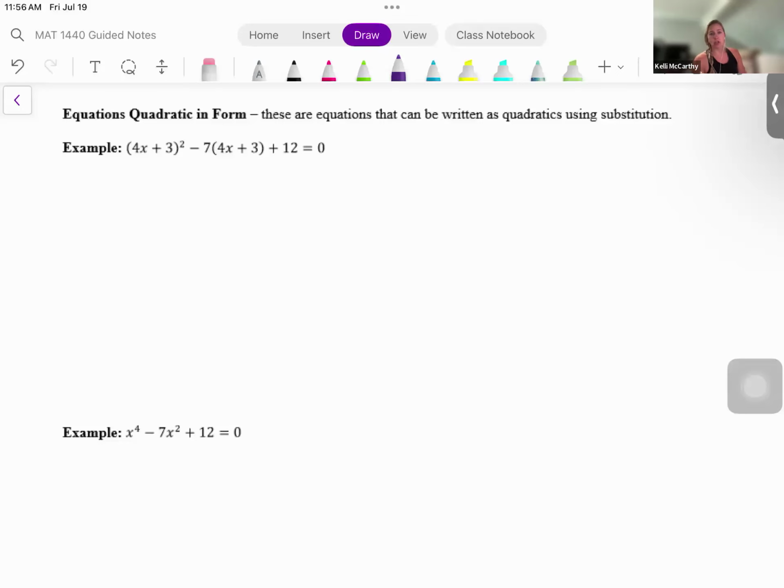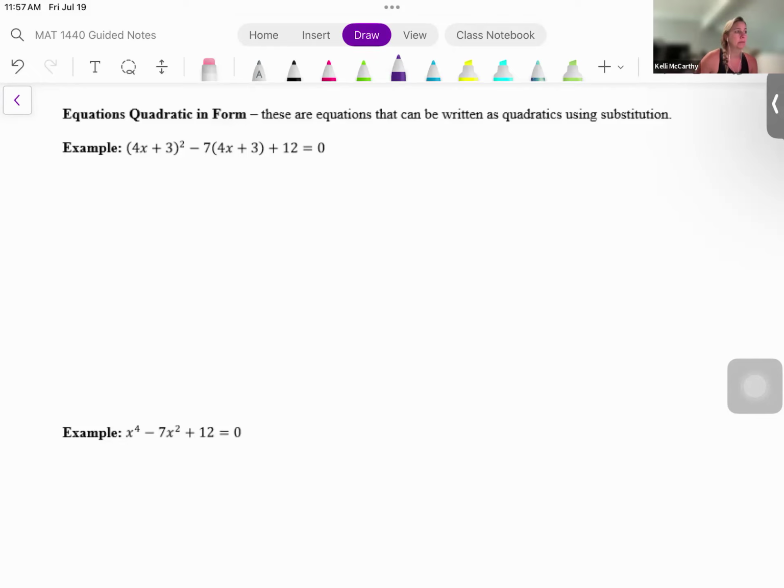In this video, we're going to look at solving equations that are in quadratic form. These are equations that can be written as quadratics using a form of substitution. So looking at our first example, we have the quantity 4x plus 3 squared minus 7 times the quantity 4x plus 3 plus 12 equals 0.